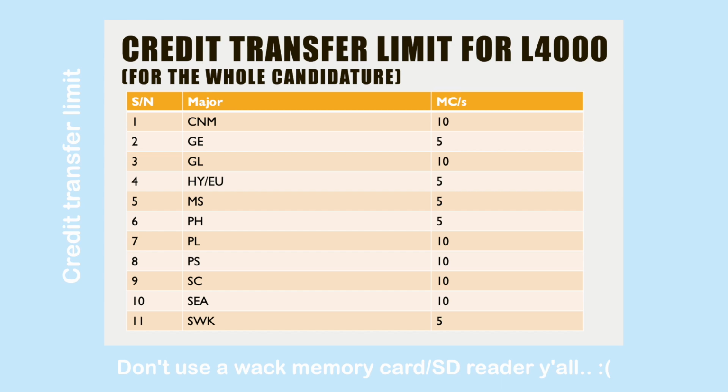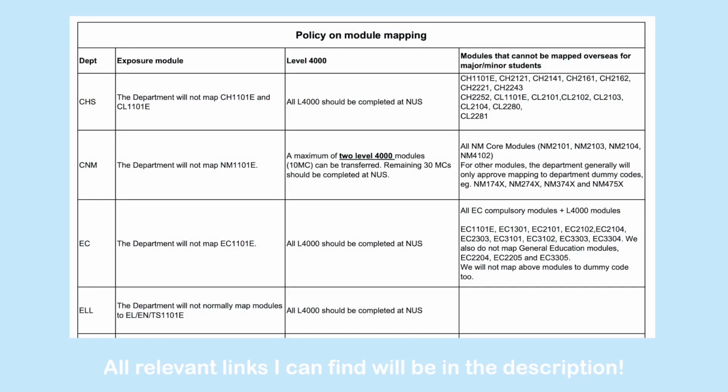Credit transfer limit essentially looks at the restrictions each major has in terms of level 4K mods, which are of course the higher level mods, and also lists out certain core mods or specific ones that the department only wants you to take within NUS, and you can't try to complete them during exchange on the pass-fail system. As you can see, this is different for each major and department, so it's important to go and check out the list from FAS and cross-check to see if you have tried to map any mods that you can't, and the 4K MC credit limit.